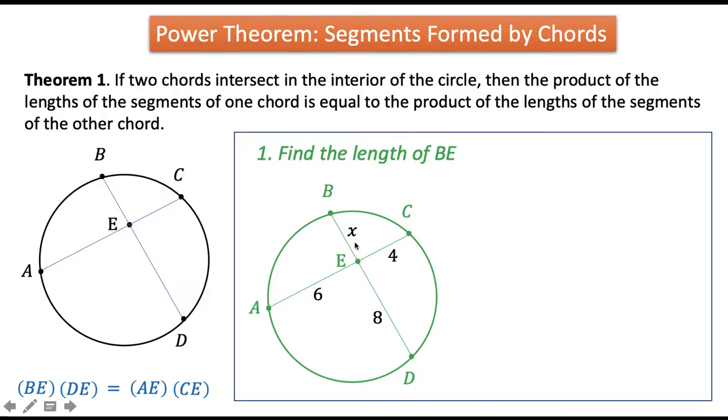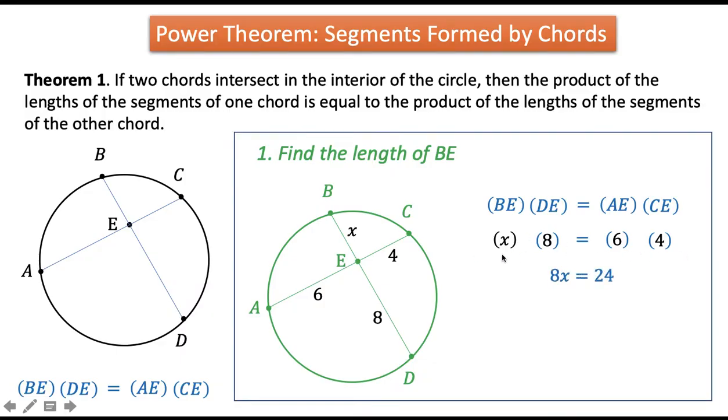So let us use x to represent the missing value of segment BE. So this will be our working equation taken from the theorem. Substitute BE is x, DE is 8 from our given, AE is 6, and CE is 4. We will then simplify them. x times 8 is 8x, 6 times 4 is 24.